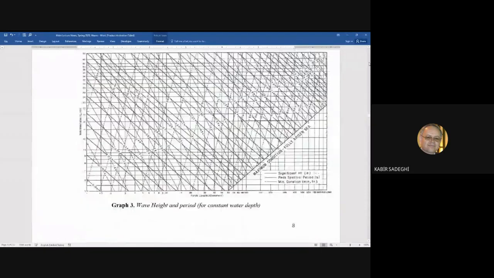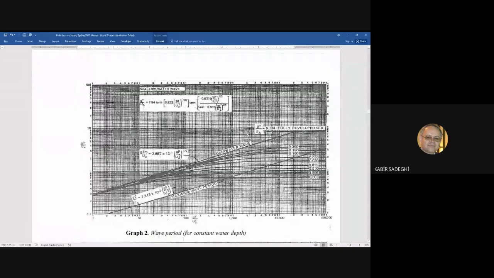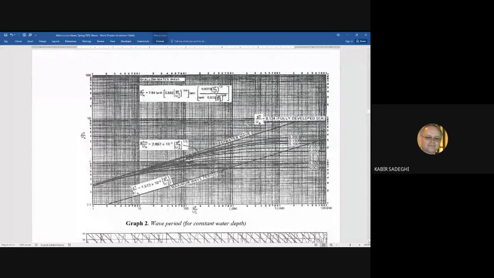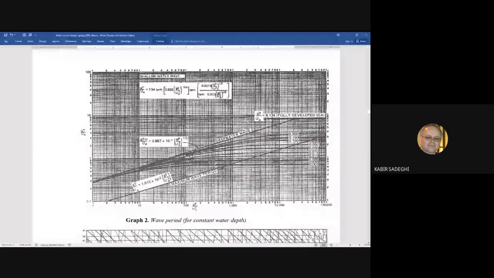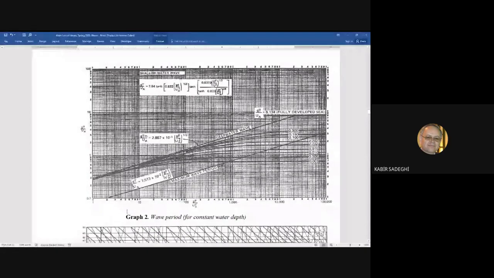This graph is for calculation of water wave period according to the Bretschneider formula. We have three values. The vertical one, GT over UA squared, is output. We should find this one. Horizontal, GF over UA squared, is input. We have another input.